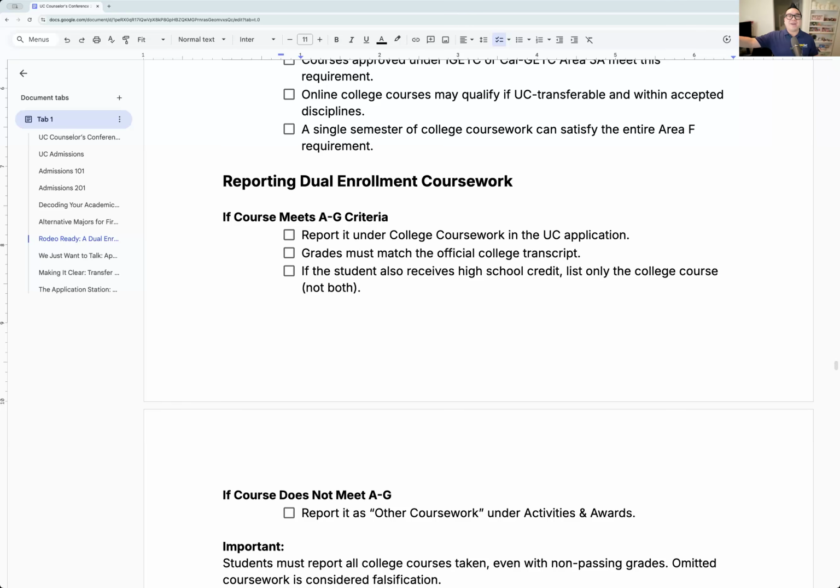Going back, I don't care about the high school, I care about the college. The colleges will see this. So on your UC application, and even your other apps, if you're applying through something like the Common App, there's a section for your college classes. You're going to share it there as number one. You share, I took this class, if it counts as A through G. If it doesn't count as an A through G course, you can still share it. You put it under the other coursework in the activity section. So either way, the key is you put your activities somewhere.